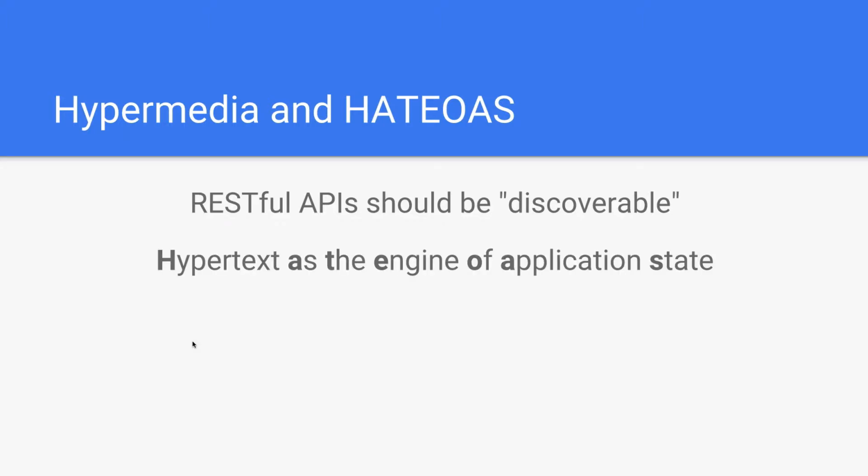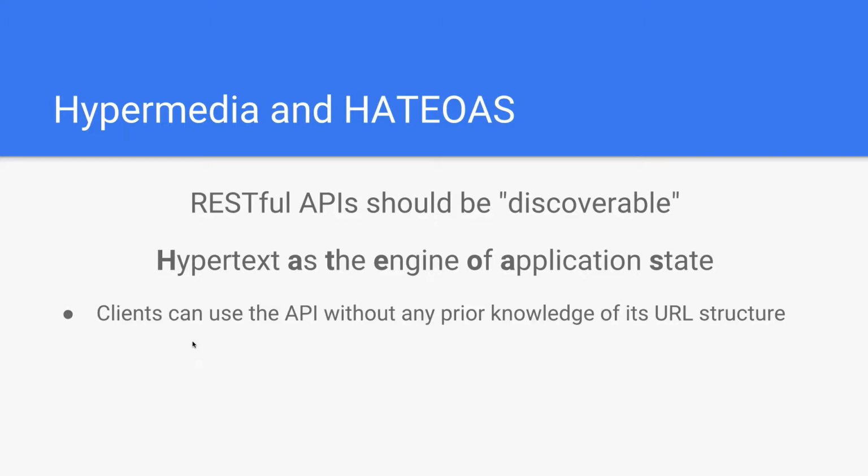So hypertext as the engine of application state means that you don't want there to be this sideband communication, this separate map of what the API is or what the web is. You should be able to discover it. So if you have a properly HATEOAS design, a client would be able to use your API without any prior knowledge of its URL structure.